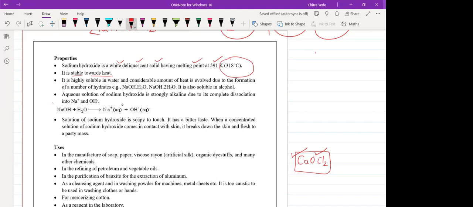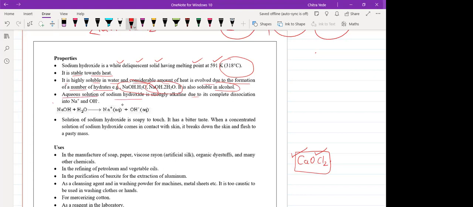It is highly soluble in water, and a considerable amount of heat is evolved due to the formation of a number of hydrates. Means it's present in the form of NaOH·H2O, then NaOH·2H2O. So it may contain n number of water molecules as crystalline water, you can say, water of crystallization. It is soluble in water as well as soluble in alcohol.